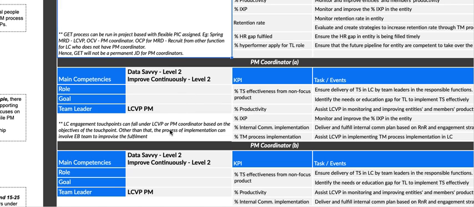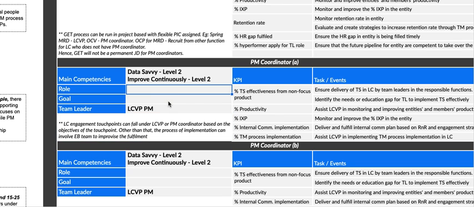Okay, so LC engagement touchpoints can fall under LCP or PM coordinator based on the objectives of the touchpoint. Other than that, the process of implementation can involve the EB team to improvise the fulfillment. So why am I saying this? Because, for example, previously in UPM, when I was the LC VP, everyone would basically take turns hosting LCM as my LC engagement touchpoint. So it's actually feasible and doable if you have early coordination and expectation setting for your LCEB.